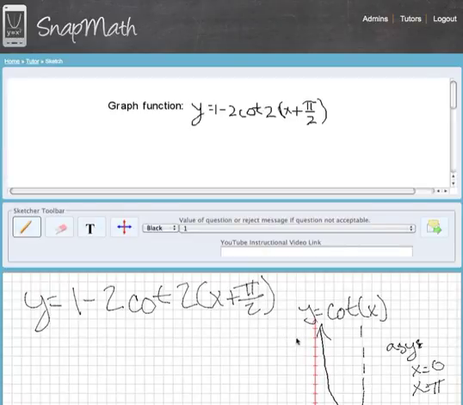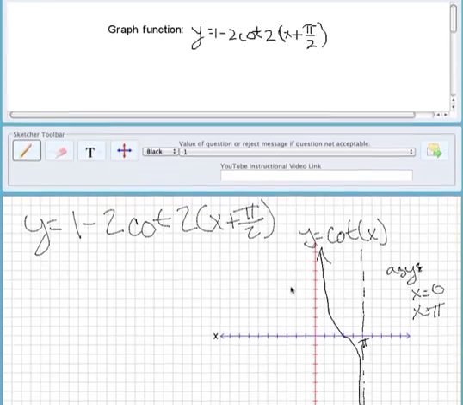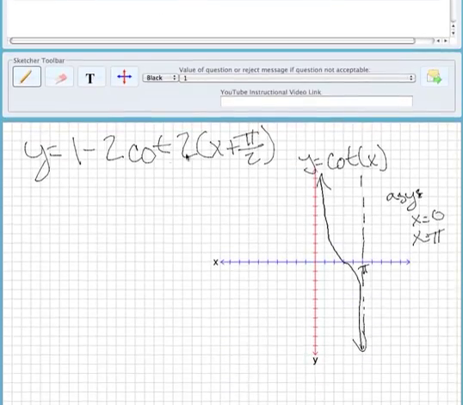What you sent in tonight, we're trying to graph this cotangent function. So the first thing we want to look at is the regular cotangent function, because from there we're going to use the transformations to see what the graph is going to look like.